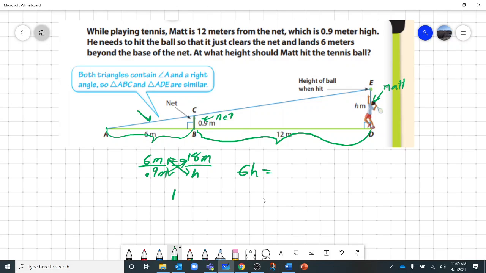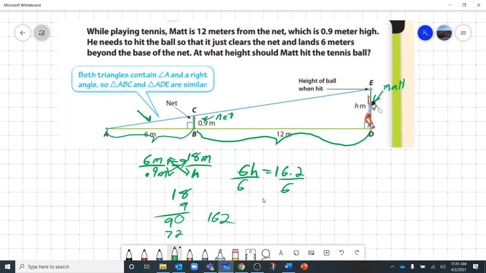162? 16.2 probably. Okay, so that would be 90, and that is 72, which is 162. Yep. So 16.2. So we need 6 to go into 16.2. We're going to divide both sides by 6. And calculators are okay. 16.2 divided by 6, 2.7.